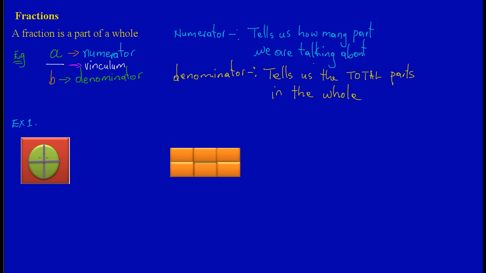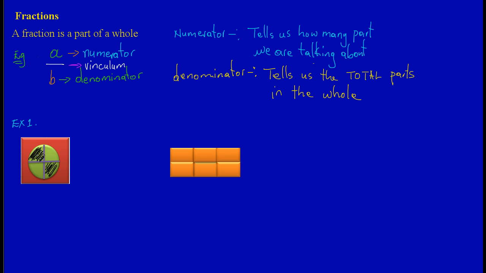So what I'm going to be doing is shading the number of parts that Joy is going to give to Roberta. So she's giving away this part. If you notice, I'm shading that part. Then I'm going to shade another part. So she's also giving away this part. Okay, guys?